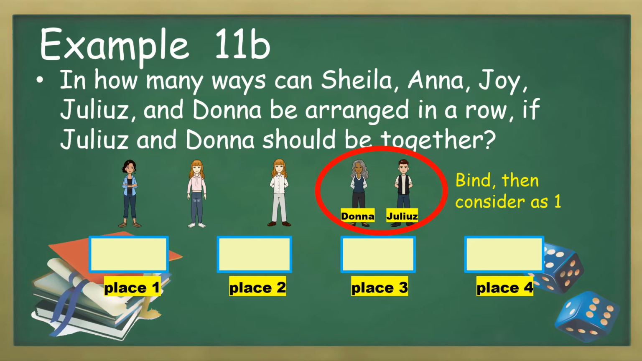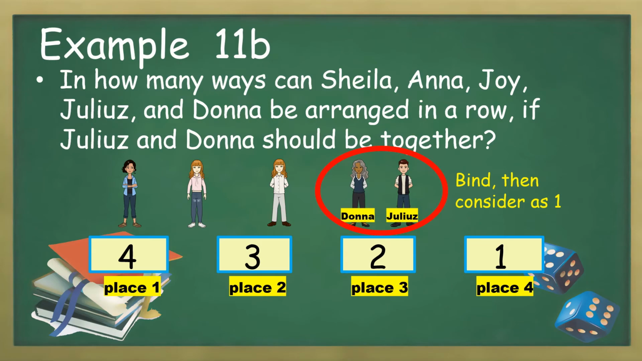For place number 1, we can choose among the 4. For place number 2, we can choose among the 3. For place number 3, we will have 2. For place number 4, we will have 1. But again, you have to remember that Julius and Donna can switch position. Here we have the Donna and Julius position, but when you rearrange the position of Julius and Donna, you can also have Julius Donna. That will give you another set of arrangements, which is different from the previous arrangements that we have.